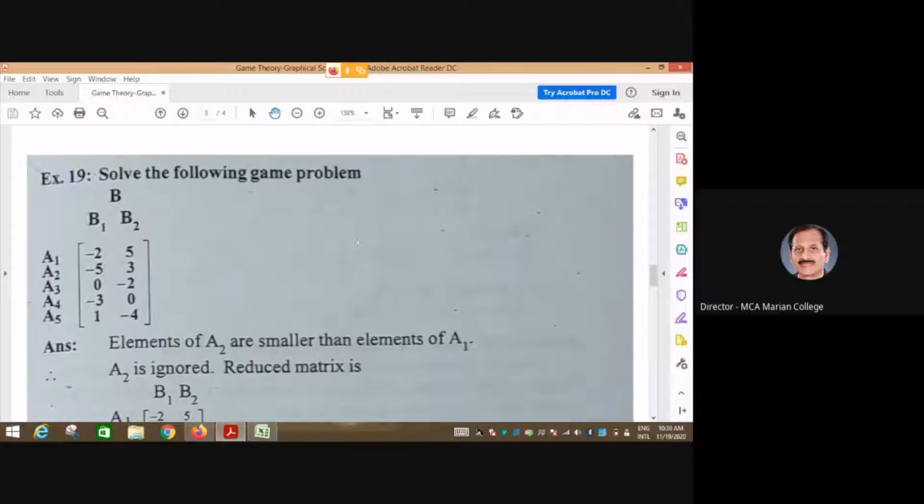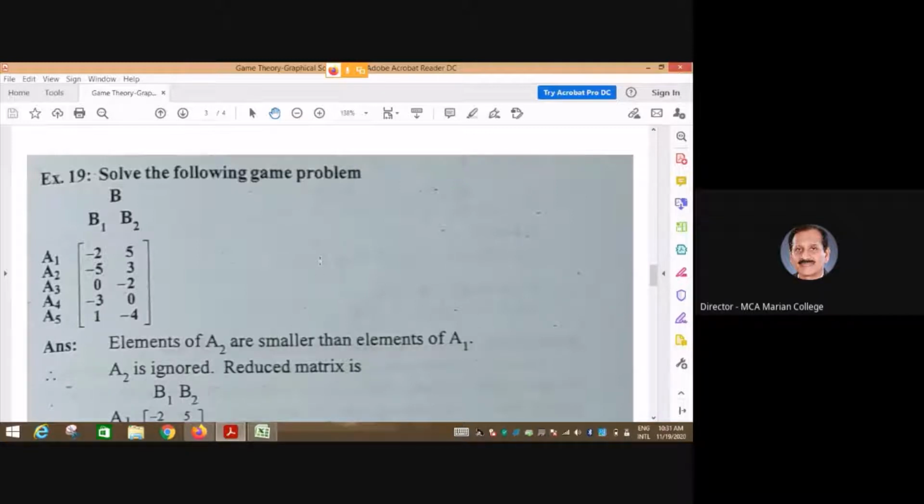And here, by using dominance property itself, we can reduce this matrix again. Elements of A2, you can just check. Elements of A2 means second row, minus 5 and 3. Minus 5 and 3 are smaller than elements of A1. Minus 5 is less than minus 2, 3 is less than 5. So A2 we can ignore.